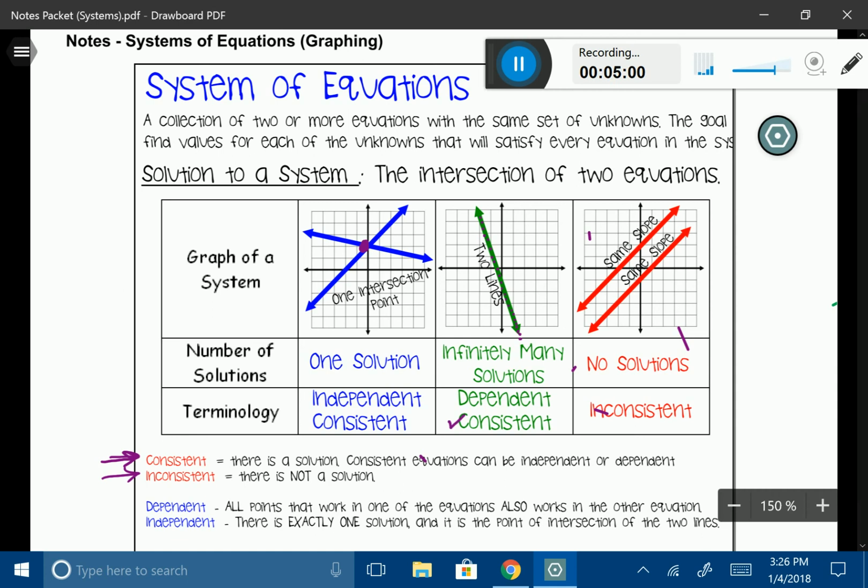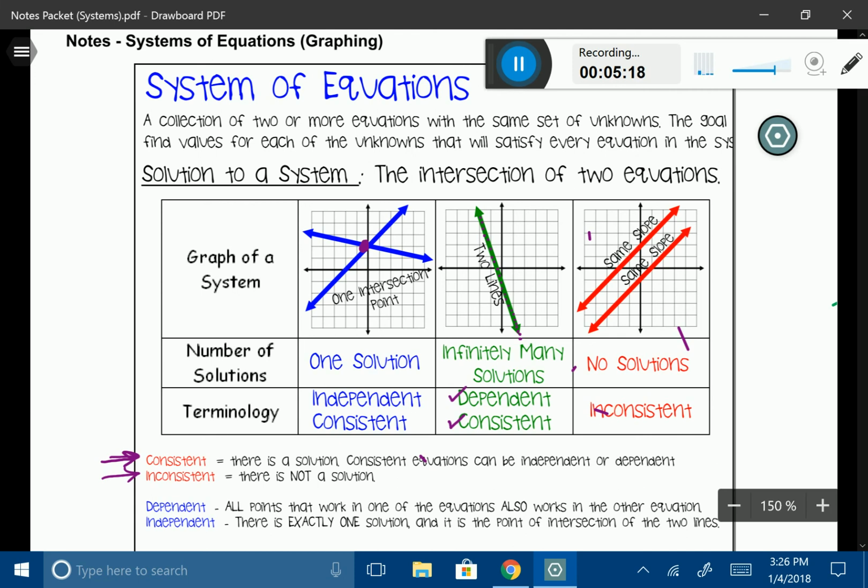Now, when it comes to whether it is independent or dependent, we have to ask ourselves: do we have exactly one solution or do we have many? So in this case, obviously we can see that we have many, which causes it to be dependent.